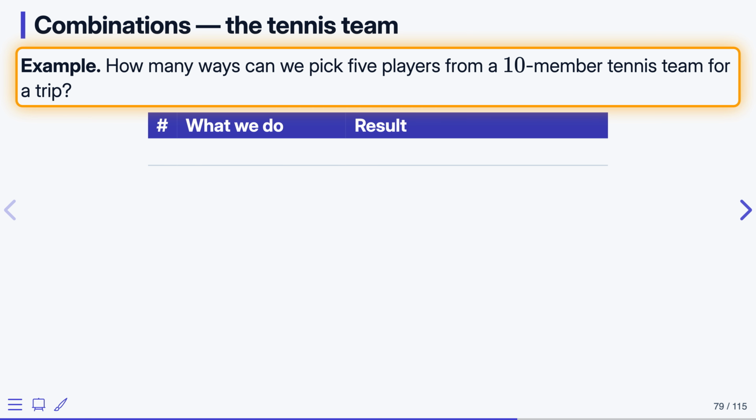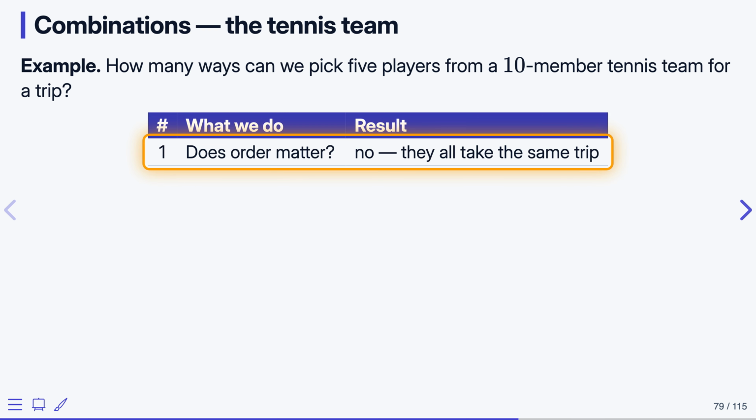Let's do two more quickly. A tennis team has 10 members and 5 of them go on a trip. Step 1. Ask whether order matters. It does not. The 5 players all go on the same trip and nobody gets a numbered place.